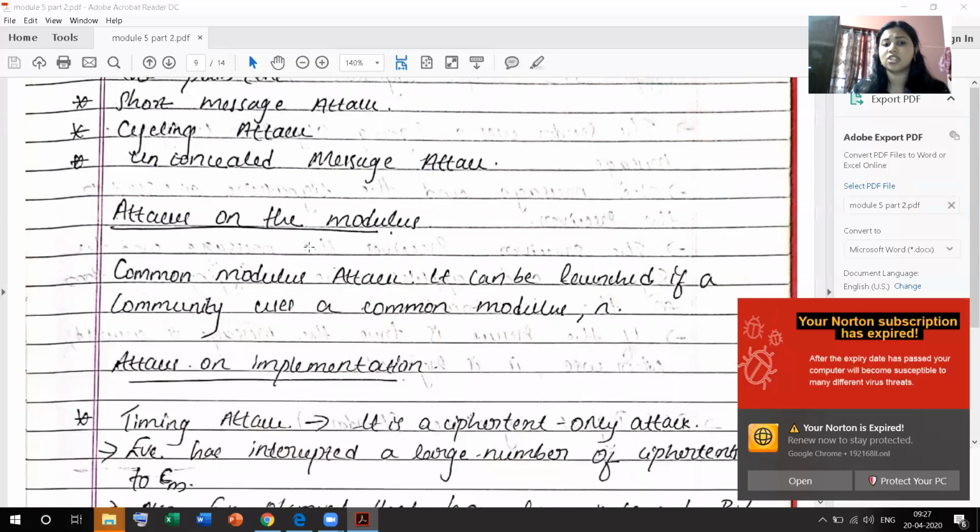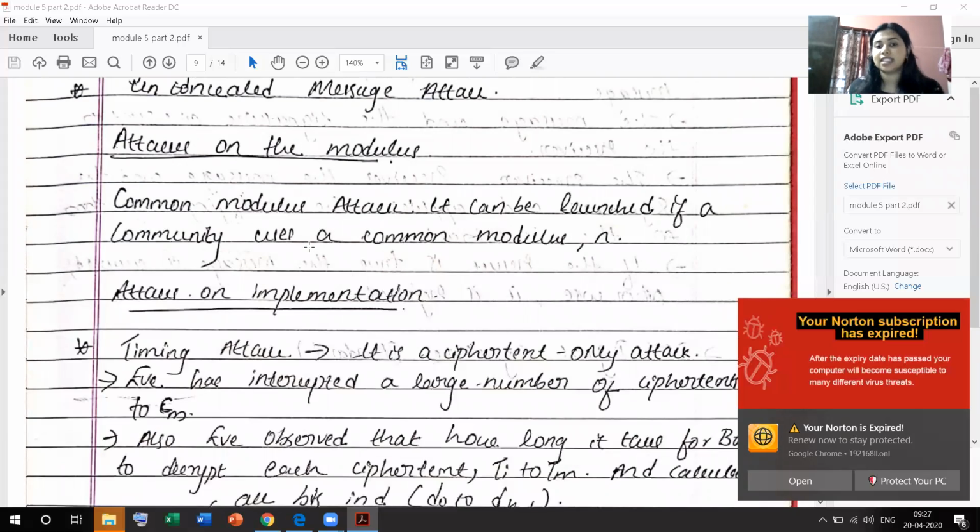Next is attacks on modulus. Common modulus attack can be launched if a community uses a common modulus n, that is, if a large number of the community uses the same value of n.